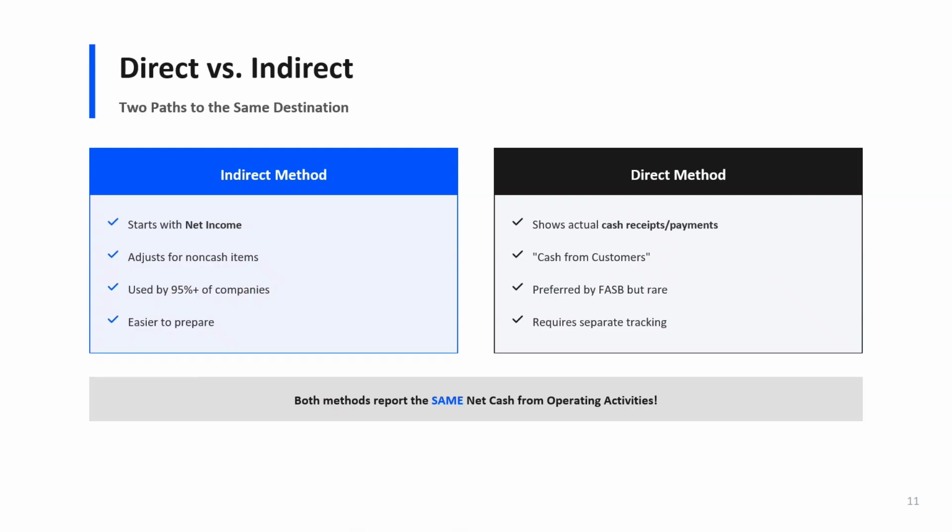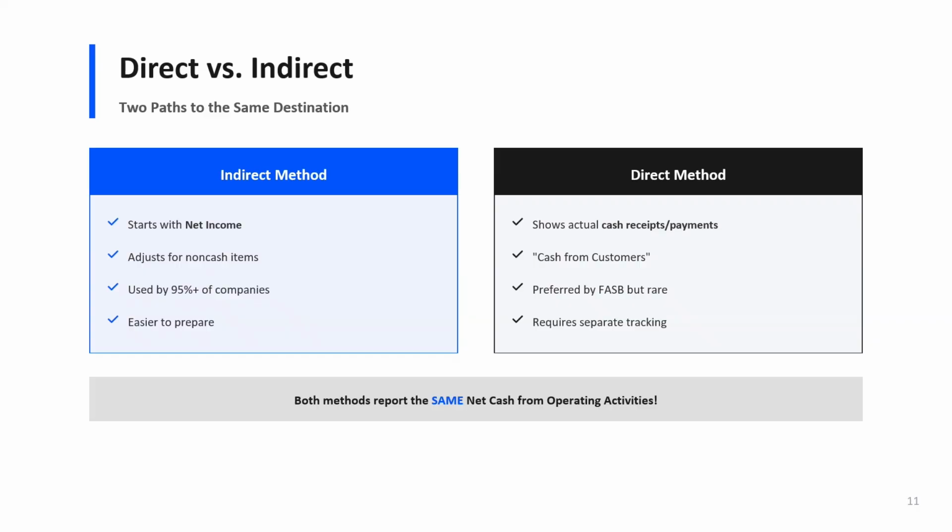Okay, let's talk about two methods. There are two ways to present the information. One is the indirect method. The other one is the direct method. In the end, they give us the same number. It is just a preference, like explaining it one way or another.